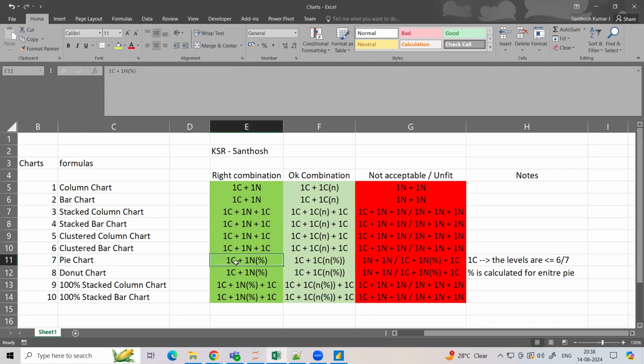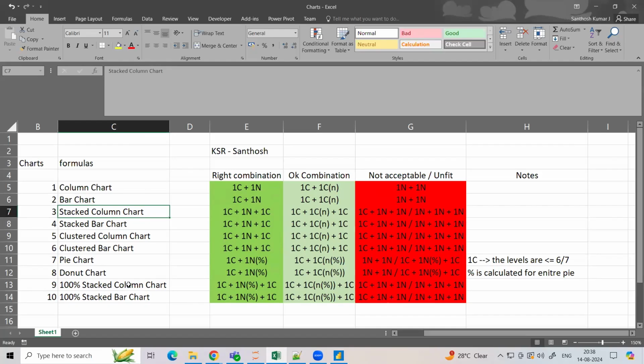We can separate the categories. Okay, now we will discuss more charts. Every chart has unique features, right? It can be used for your percentage, categorical data, everything you can use.